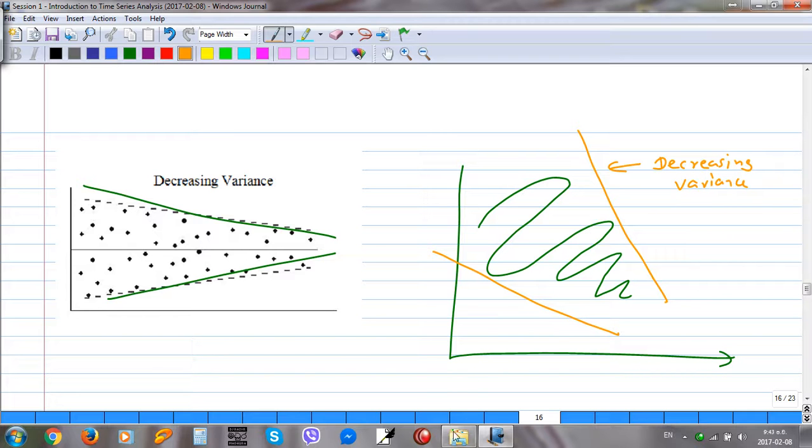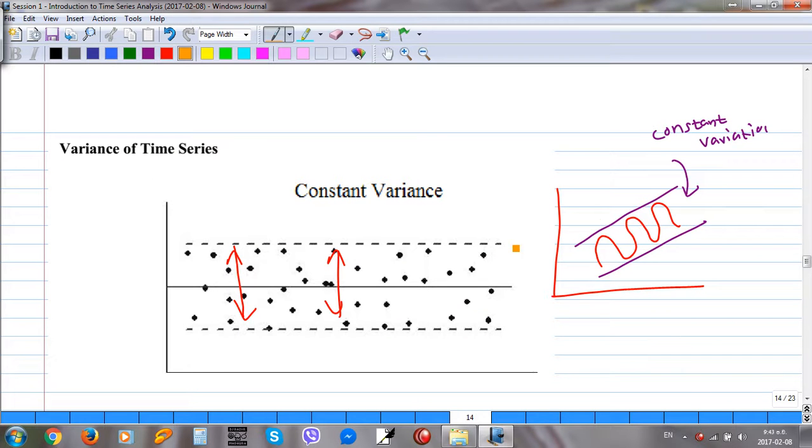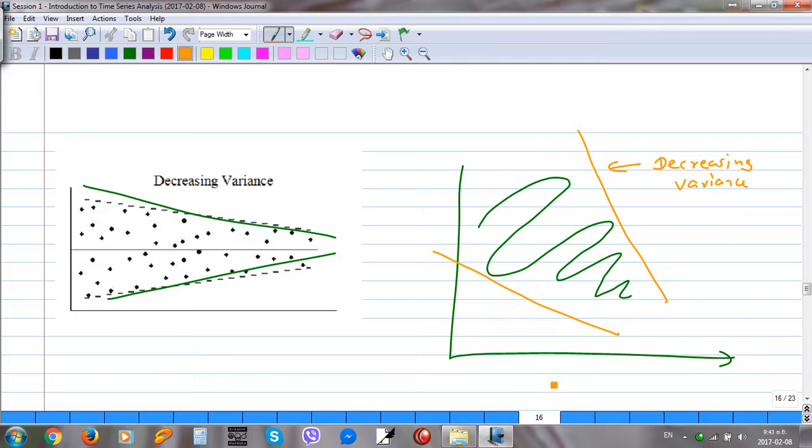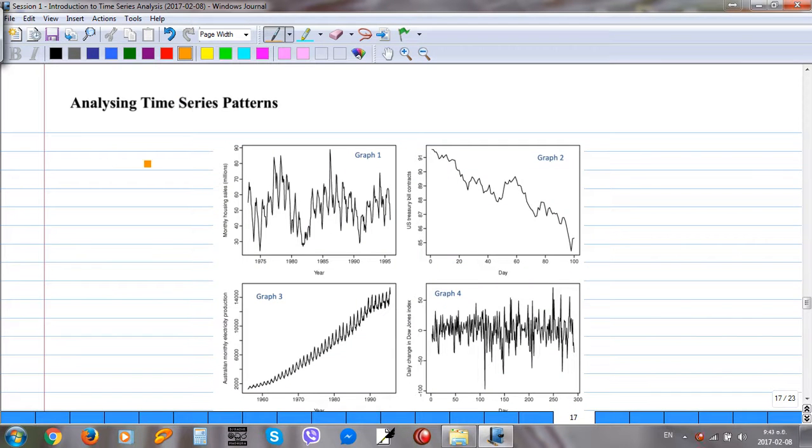So if we consider the variance, there can be three types: constant variance, increasing variance, and decreasing variance. And as I told you earlier, we have to know how to analyze time series patterns. So here I present four types of graphs, and I am going to explain how to analyze these graphs. When you are doing the assignments and the final examinations, sometimes there may be questions to analyze a given graph according to the components of the time series.